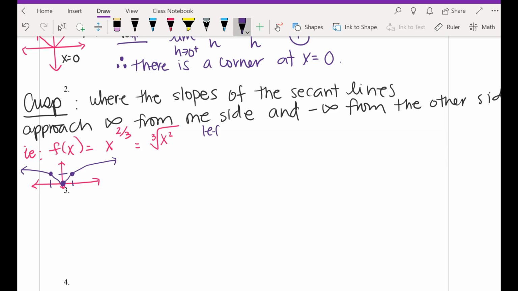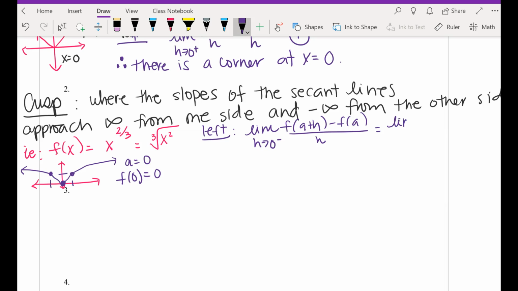Let's do the left-hand side first. The limit as h approaches 0 from the left. The formula is f of a plus h minus f of a, all over h. What's your a value for this question? A is 0. What's f of a? F of 0. It's also 0. Okay. So based on that, this is going to be the limit as h approaches 0 from the left. A is 0, so it's just the same thing as f of h minus 0, so that's just going to be 0, over h.